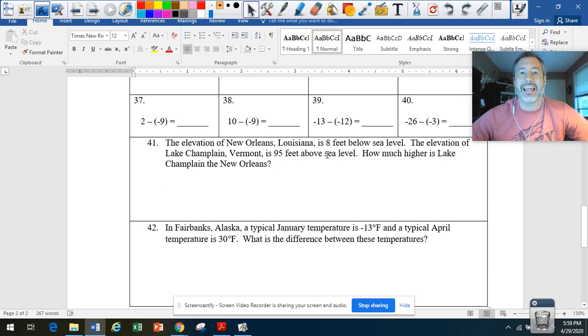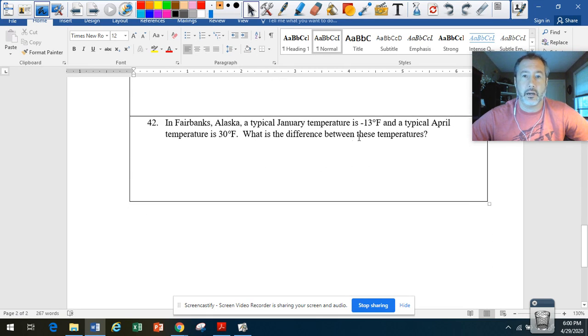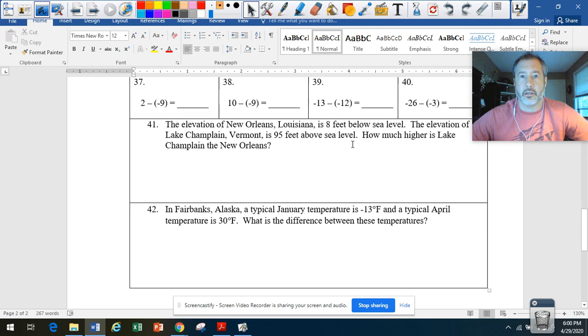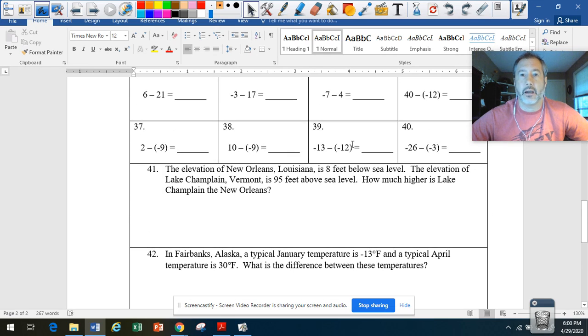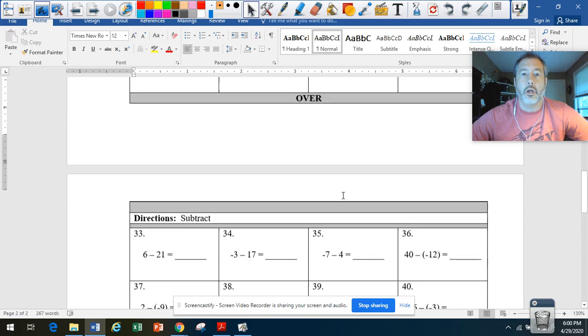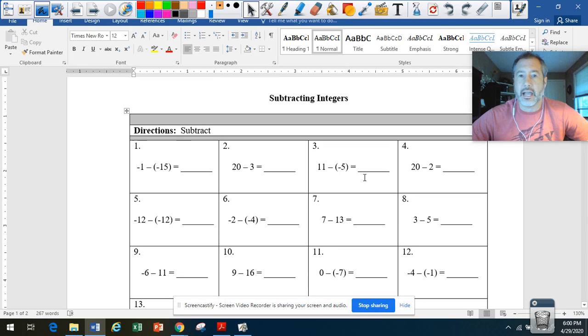Remember, things like below sea level, -95, okay, this one here, -13 degrees, that means it's below zero, go from there. What's the difference? Subtraction, go from there. How much higher? Dealing with subtraction here also. So make sure you take your time with these. Make sure you follow the rules.